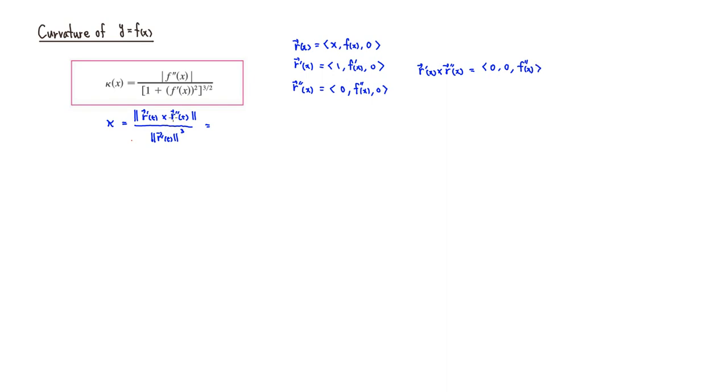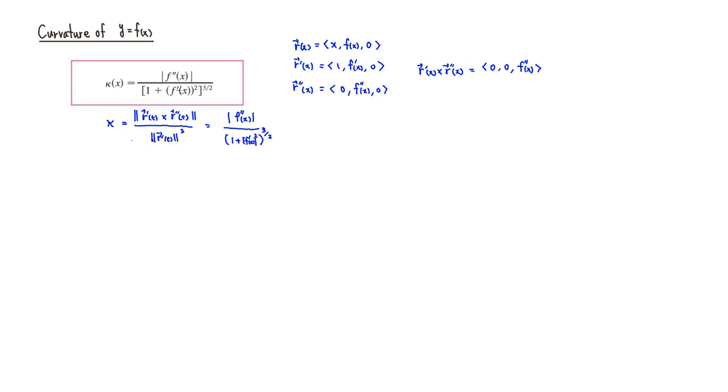You can see that the magnitude of this cross product, since there's only one component, is just the absolute value of that one component. And over the magnitude of r prime, which is the square root of 1 squared plus f prime of x squared. Then you have to raise it to the third power.